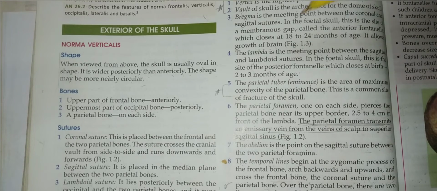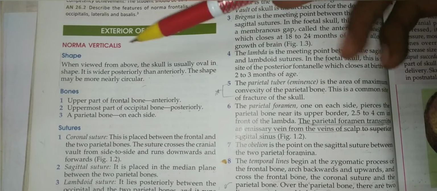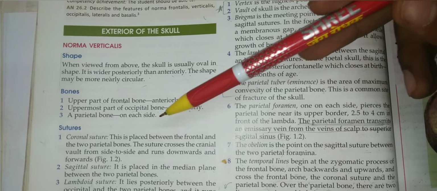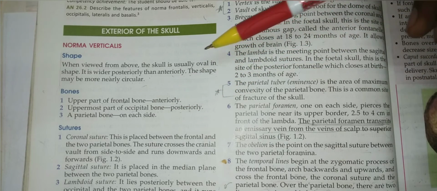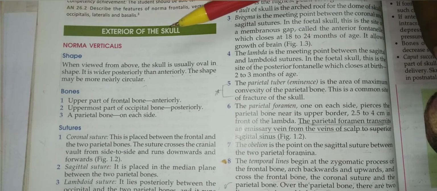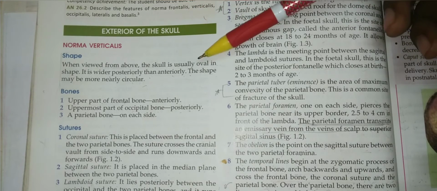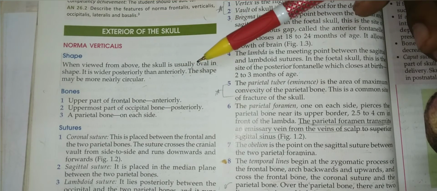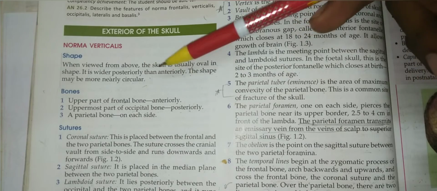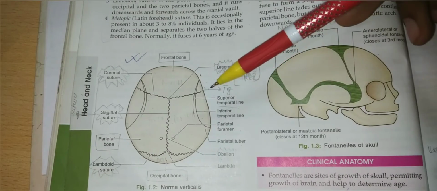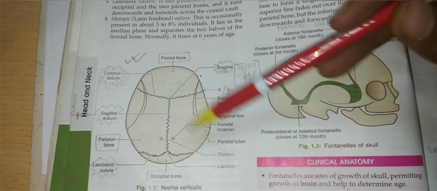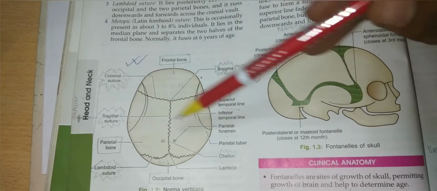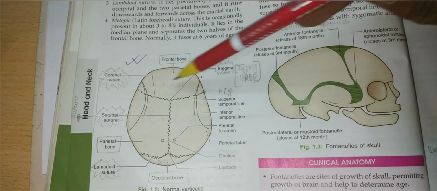So now first coming to the first view of the skull, that is the norma verticalis. First I will read all the important points and then I will show you by 3D animation. So what is the shape of norma verticalis? When viewed from above, the skull is usually oval in shape. It's wider posteriorly than anteriorly. The shape may be more nearly circular. See, this one is the norma verticalis or the superior view of the skull. From the posterior side, it is wider. See this one. And anteriorly, it is narrower.